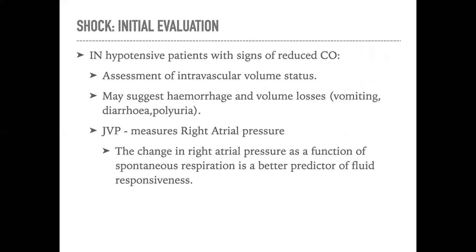In patients with signs of reduced cardiac output, we have to assess whether there's adequate intravascular volume, because inadequacy would mean that you could be dealing with hemorrhage or an actual volume loss, such as what we see in vomiting, diarrhea, and polyuria. Look at the jugular venous pulse of your patient, because this measures the right atrial pressure. But the change in the right atrial pressure as a function of spontaneous respiration is a better predictor of fluid responsiveness.